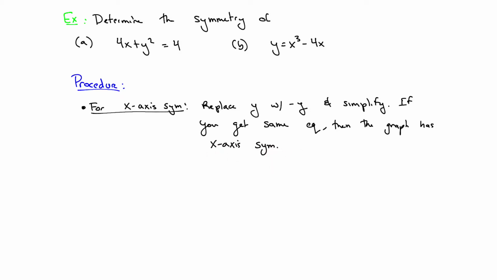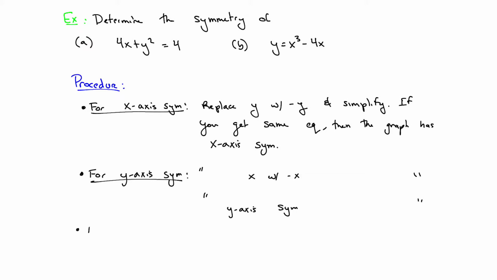And in a similar fashion, I hope you don't mind, I'm going to use quotation marks for the y-axis symmetry. You're going to say the same thing, but instead of replace y with negative y, you're going to replace x with negative x. And if you get the same equation, then your graph has y-axis symmetry.